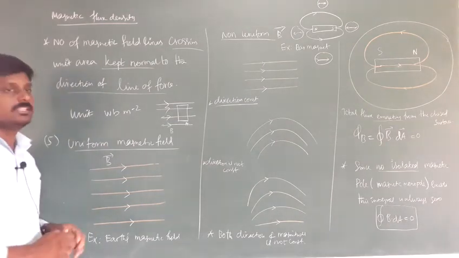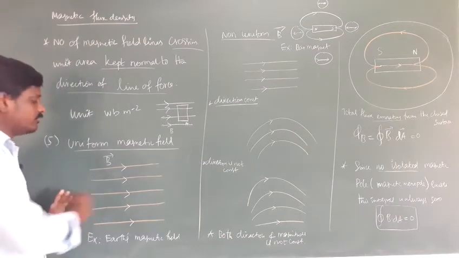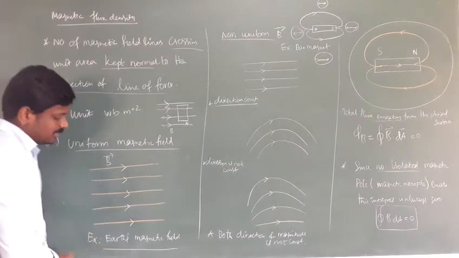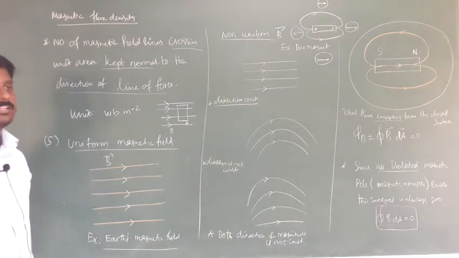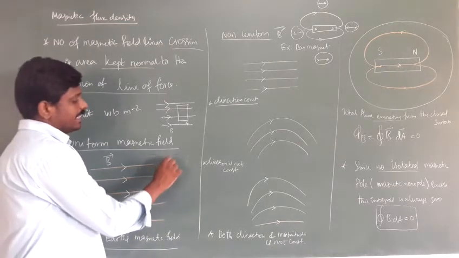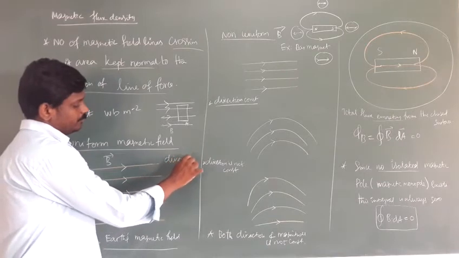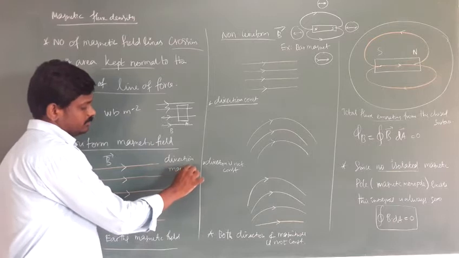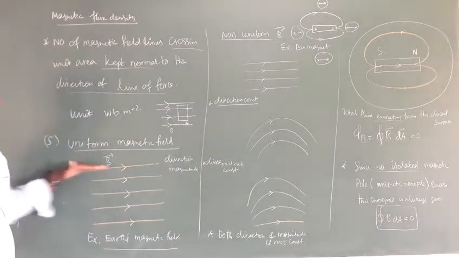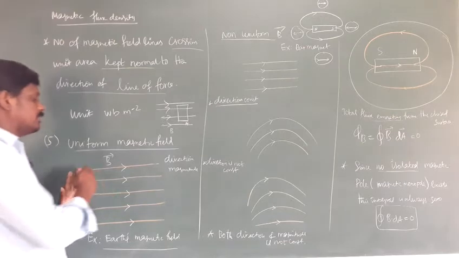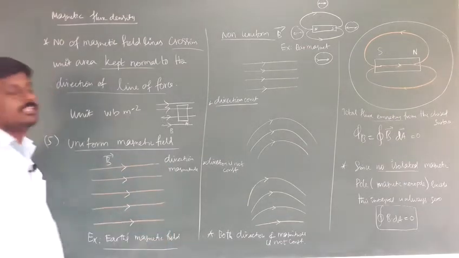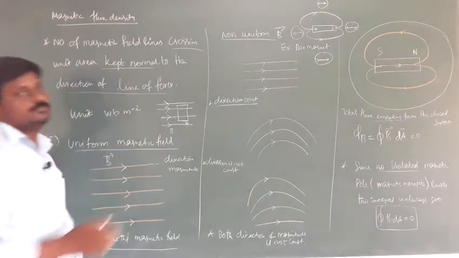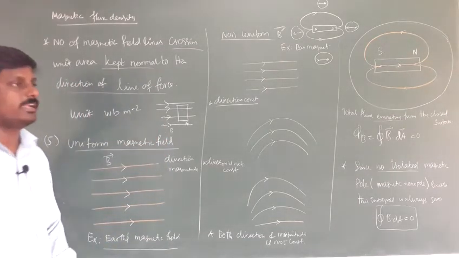Then uniform magnetic field. Uniform means it is similar everywhere. An example of a uniform magnetic field is the Earth's magnetic field. If direction and magnitude are constant, it means the field is uniform. All the magnetic lines have the same direction, and all the magnetic lines have the same magnitude, so the same value of magnetic field. When both magnitude and direction are constant, it is a uniform magnetic field.